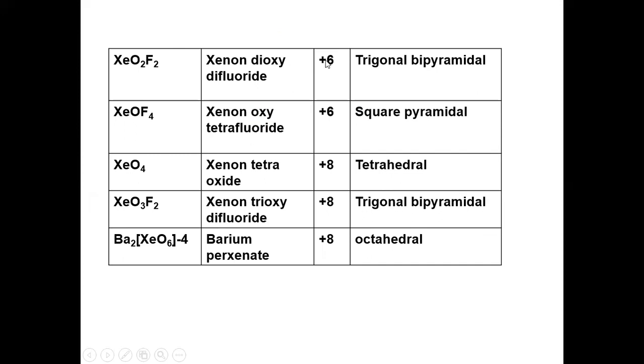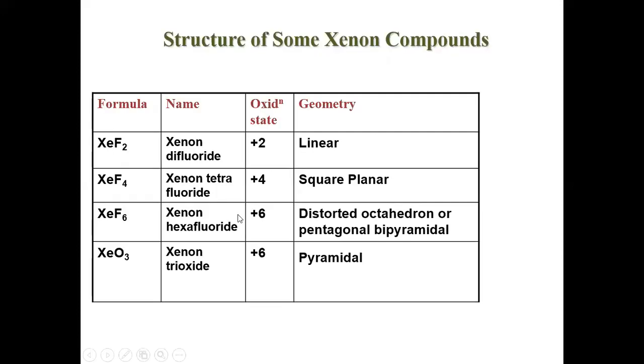Xenon dioxide difluoride, where the xenon is in the +6 oxidation state, and trigonal bipyramidal. Xenon gets the trigonal bipyramidal shape; here the trigonal bipyramidal, we'll see. For xenon difluoride, the linear shape. How do you get the linear shape? What is the hybridization behind this one?